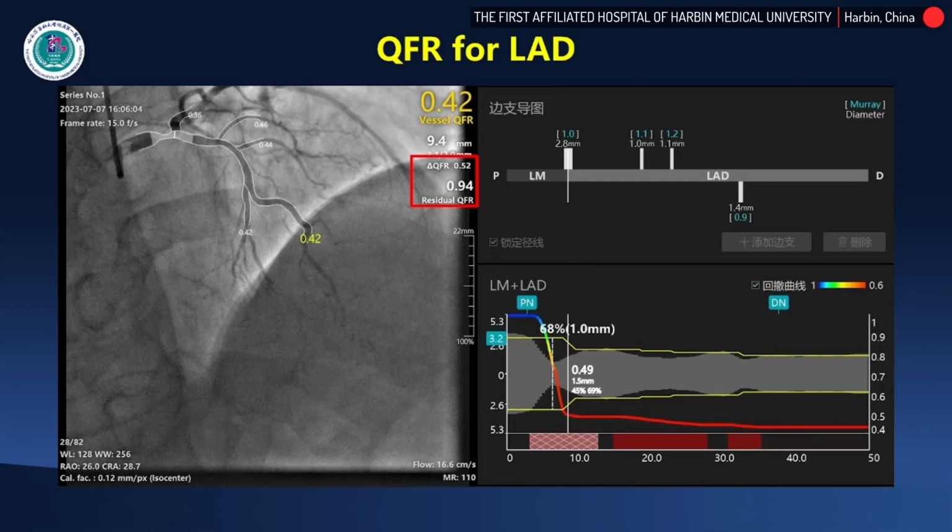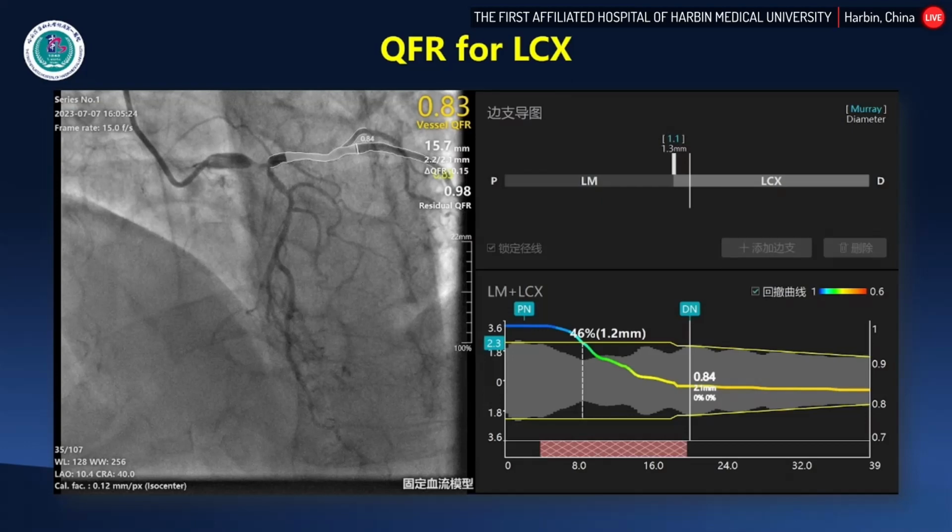But we all know we seldom get a perfect post-dilation. Still, I think 0.94 is enough for the patient. Next page. We also tested the lesion at the proximal LCX. The isolated QFR was 0.83.